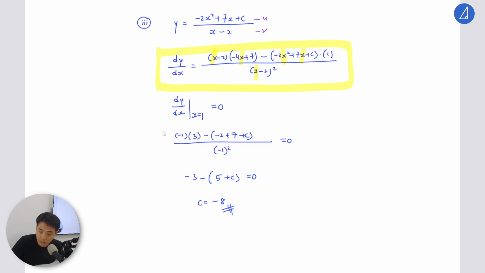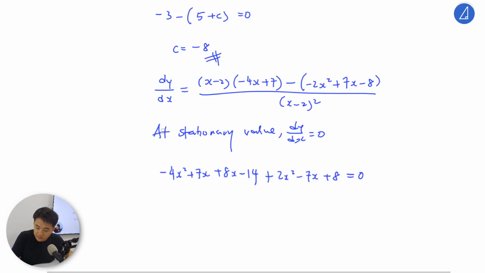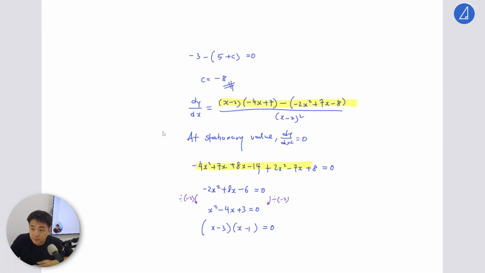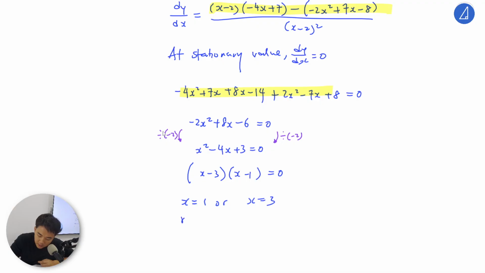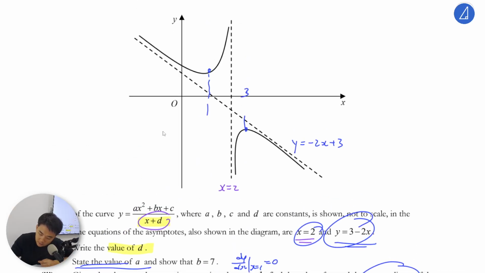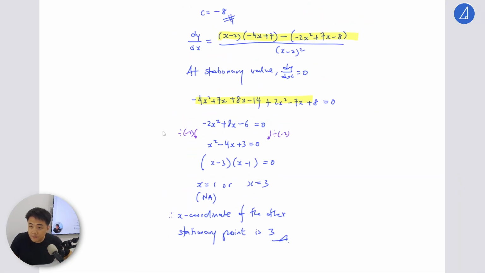Okay, so at the stationary value, dy/dx is 0. So I expand the numerator and let it be 0. Then I'm going to solve this. From here, just basic manipulation. So x equals 1 or x equals 3, so we reject this. This is not available because this is the previous one. So we know that this is 1 and this is 3. So the x coordinate of the other stationary point is 3. Done.